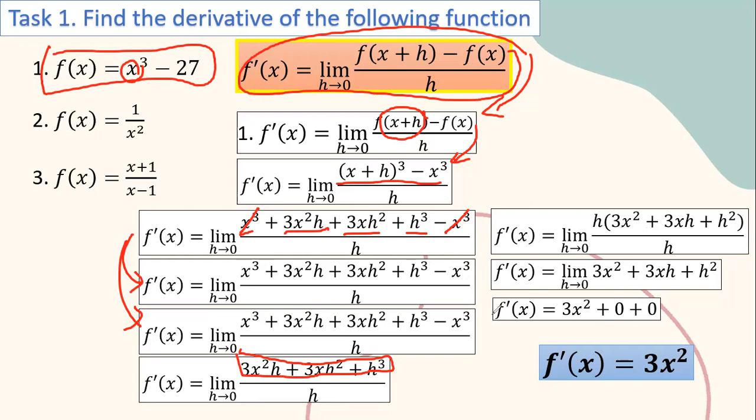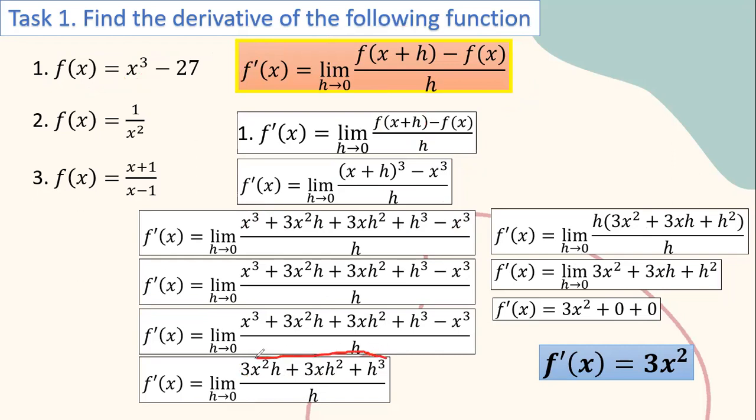So we have to factor out h since every term in our function has h. Okay. Pwede tayo mag-factor out ng isang h sa labas. Ang matitira ay 3x squared plus 3xh plus h squared. Okay, and then canceling out h, we get 3x squared plus 3xh plus h squared. So we have canceled out the h at the denominator. So we can substitute h in our function.